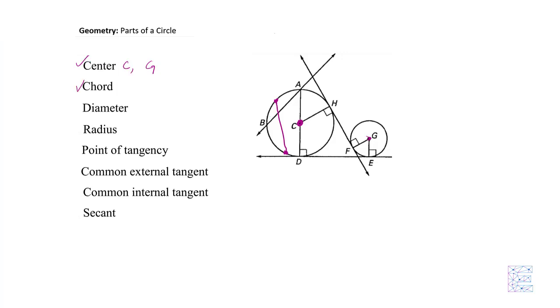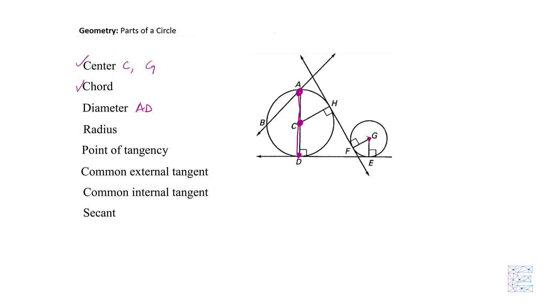Next thing is diameter. A diameter is a type of chord, because again, remember, a chord runs from one end to the other end of a circle. So a diameter is the line that starts at one point, goes through the center, to the other end of that circle. So AD would be an example of a diameter.